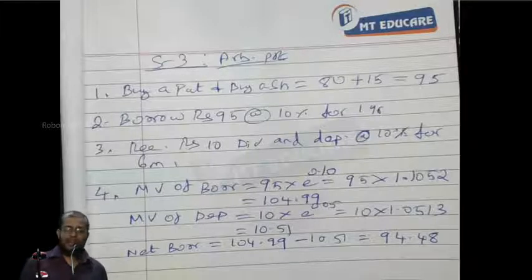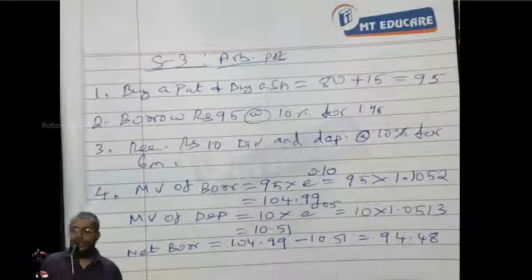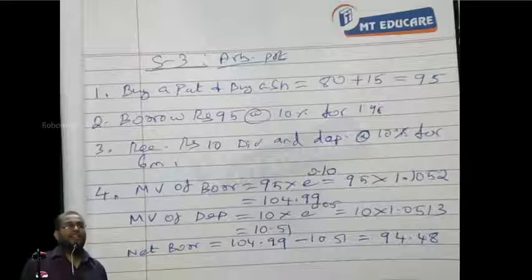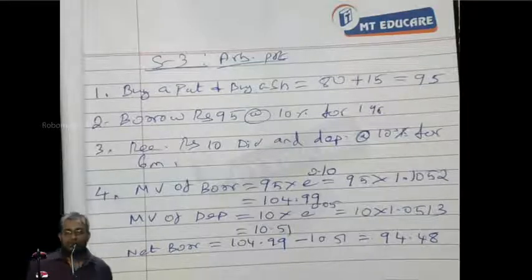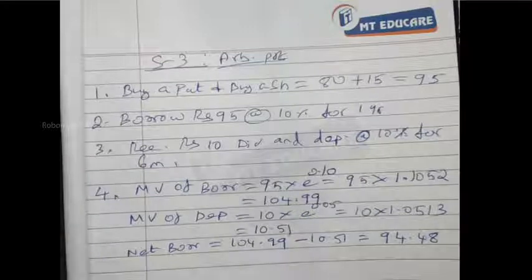I hope everybody is understanding. Go to second branch, FSP less than 100. What will you do? Exercise the put, sell the share at 100, and repay borrowings. Everybody tell me yes or no now.